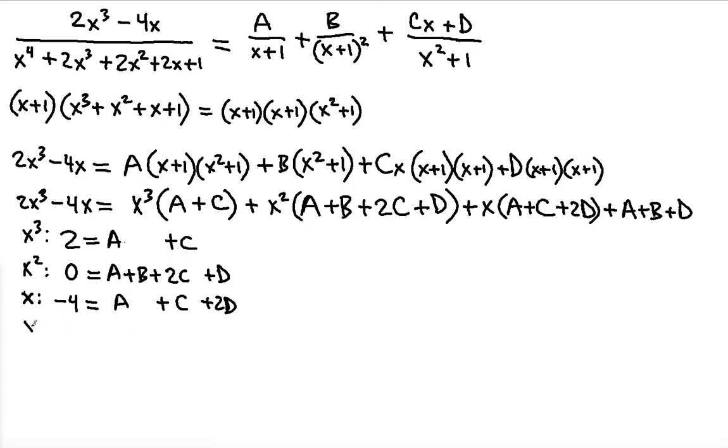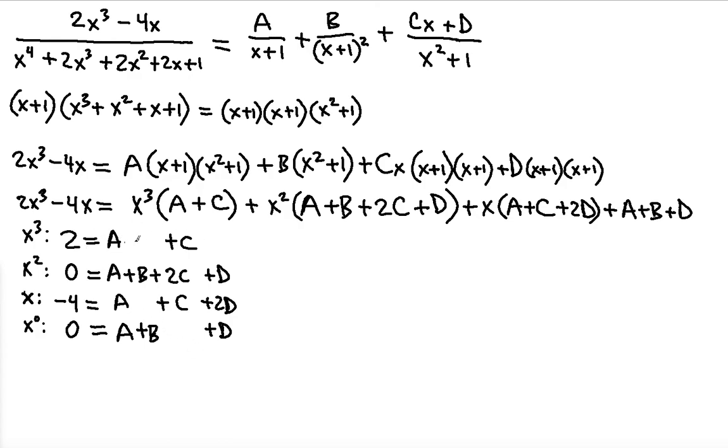And finally the constants, which is x to the 0 power. There are no constants here, so we just set 0 on the left side. Here we have a plus b plus d being the only constants without any x's attached to them. You see I'm vertically aligning them because it would be easier to work with that. So here's what I see.